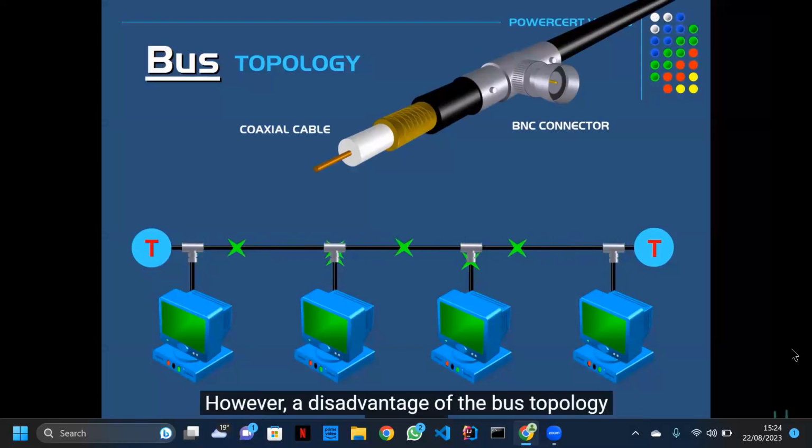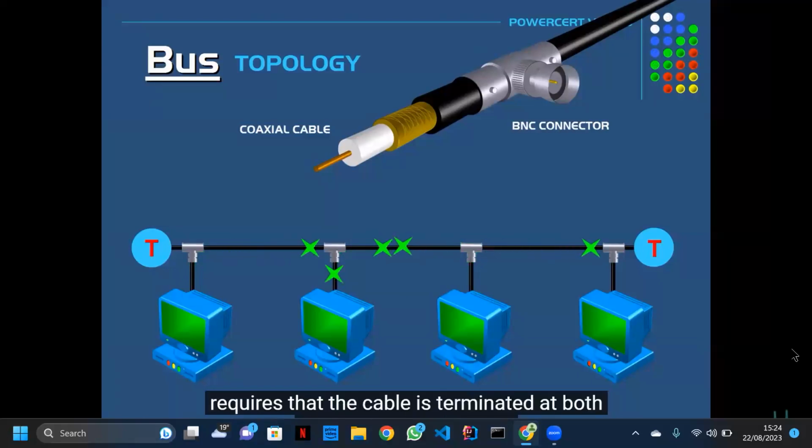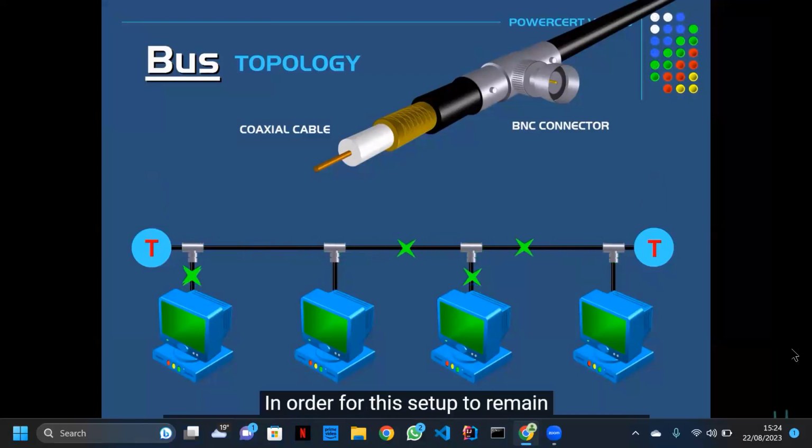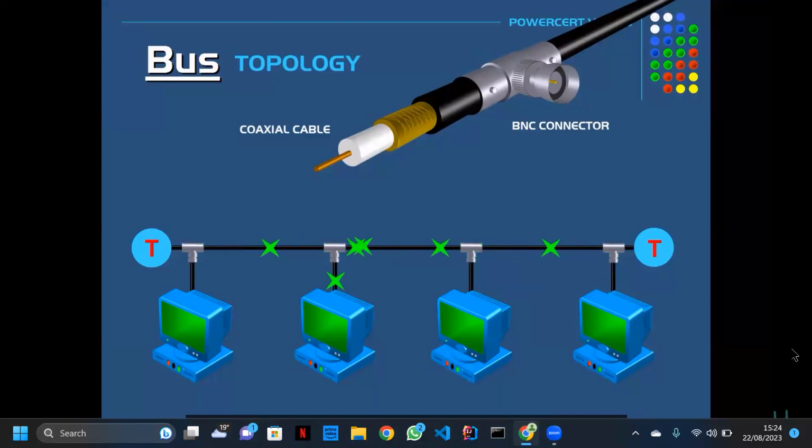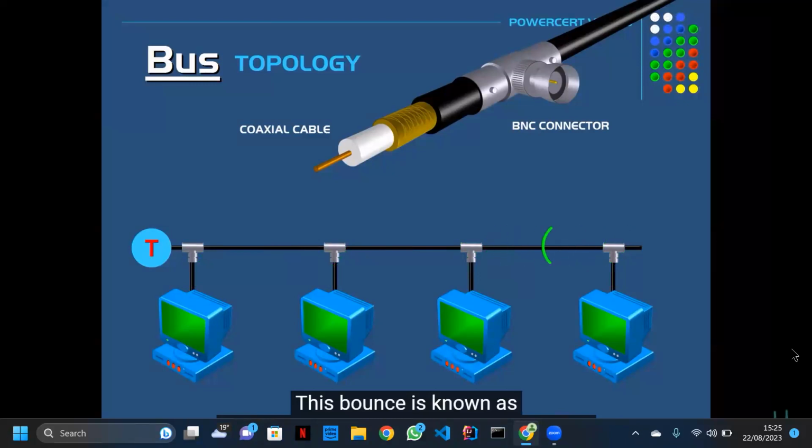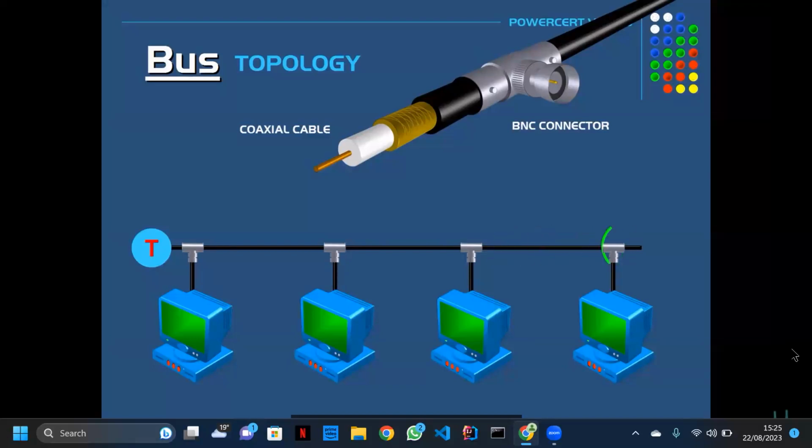However, a disadvantage of the bus topology is that it requires the cable to be terminated at both ends using terminators. In order for this setup to remain operational, there must not be any open connections, including the ends that attach to the computers. So if a computer is removed or if the terminators are loose or missing, then the cable would be open and data would bounce back. This bounce is known as signal reflection, and if this happens, data flow would be disrupted.